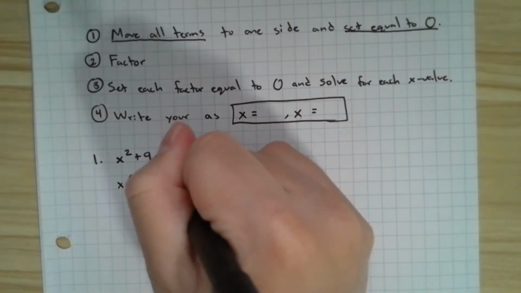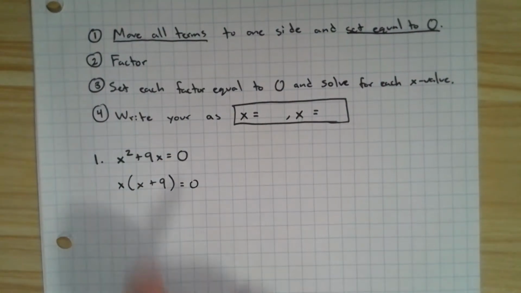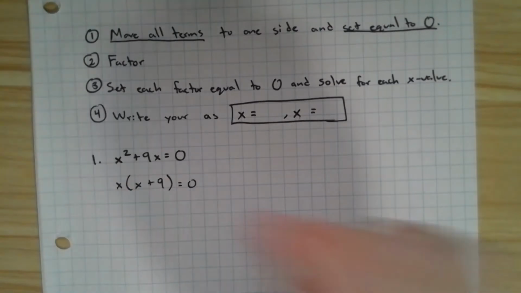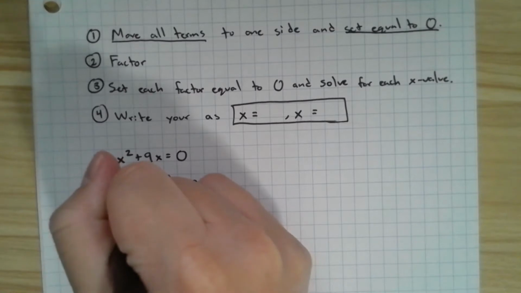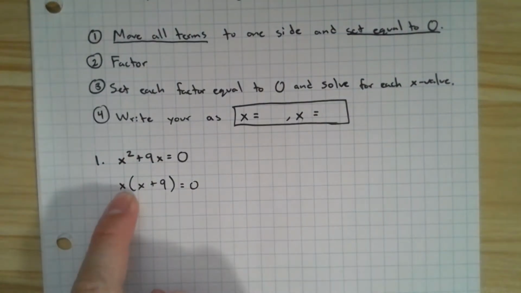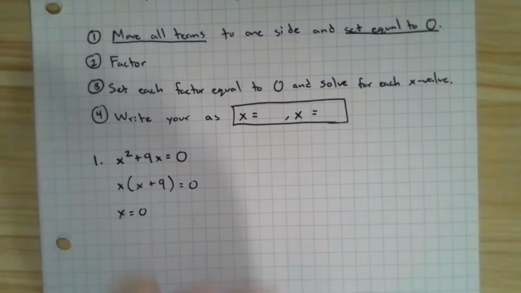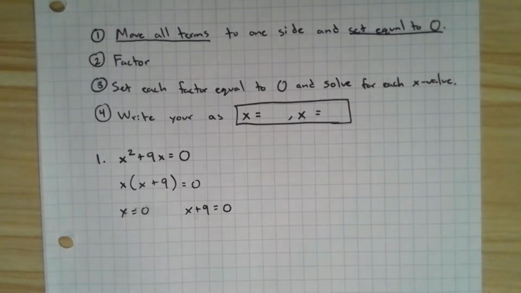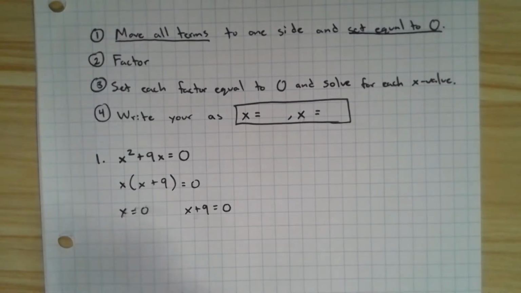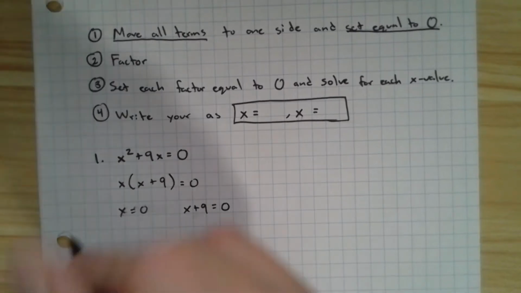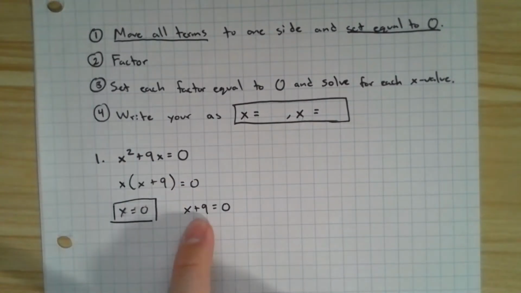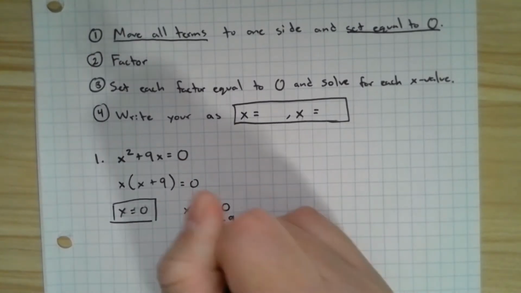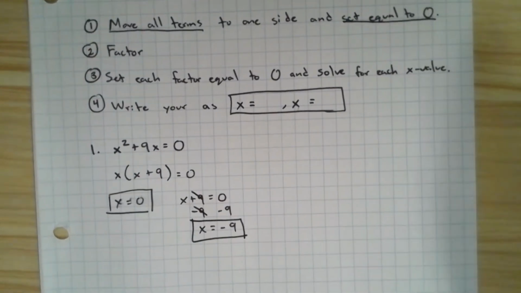When I do that, I get this right here. If I distribute this x back in, I get the original, so that's pretty much it. Now what you want to do is set each factor equal to 0 and solve. So this first factor, this x outside, set it equal to 0, and then the parentheses, x plus 9, set it equal to 0. Then you solve each of these. The first one is already solved, it's just x is equal to 0. Right here, you'll subtract 9, and the second is x is equal to negative 9.